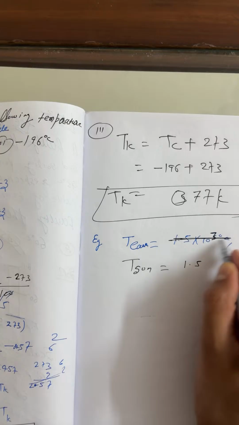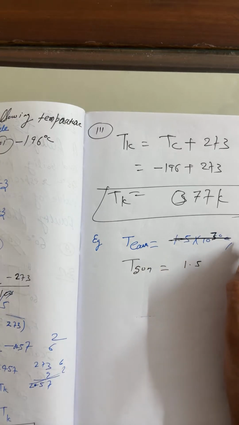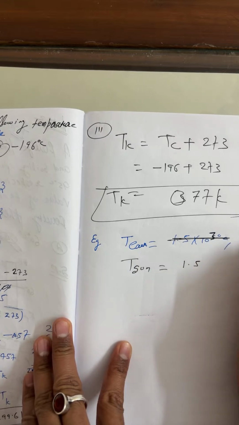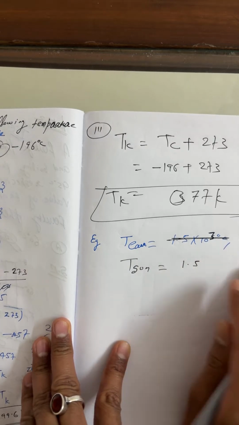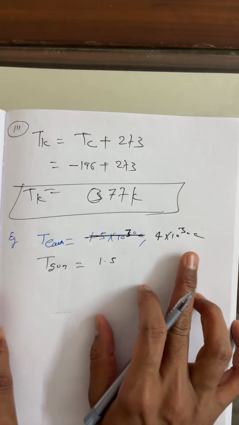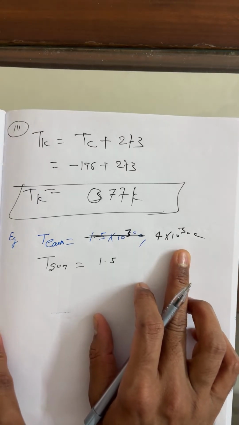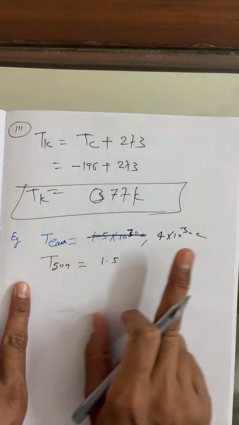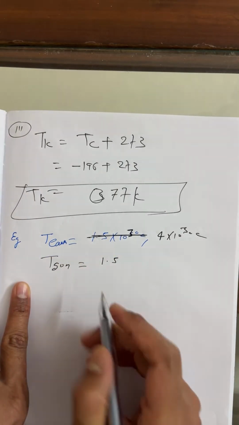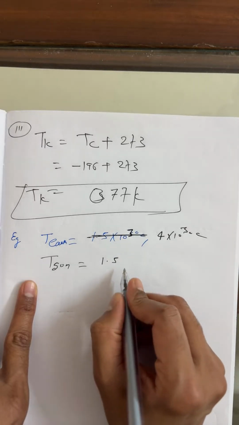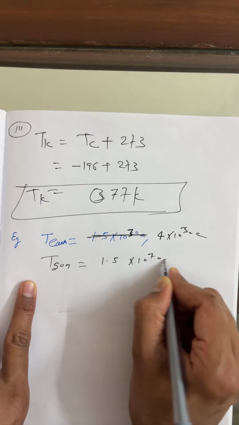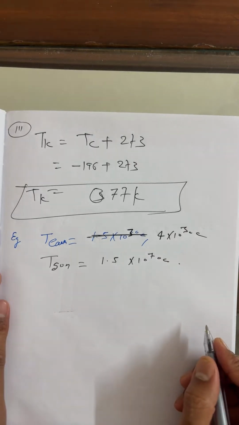I wrote the temperature of Earth wrongly. You can take it as 4 into 10 to the power 3 degrees Celsius. This is the temperature of Earth here. How are you? I'm totally fine. Temperature of Earth is 4 into 10 to the power 3 degrees Celsius. Temperature of Sun, you can take 1.5 into 10 to the power 7 degrees Celsius, respectively.